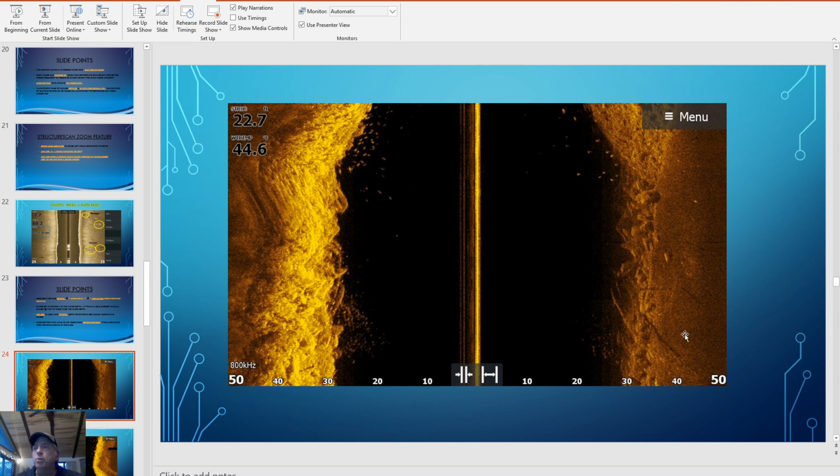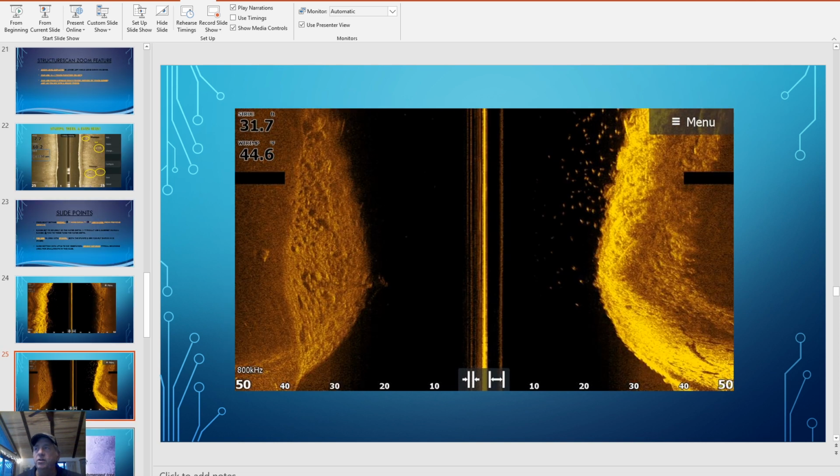And to prove that, what I did next is I turned around to show you the same area, only coming in the opposite direction. Again, look at all the crappie, right? This time, because I turned the boat around, it's brighter on this side than it was on the other side. Makes sense?